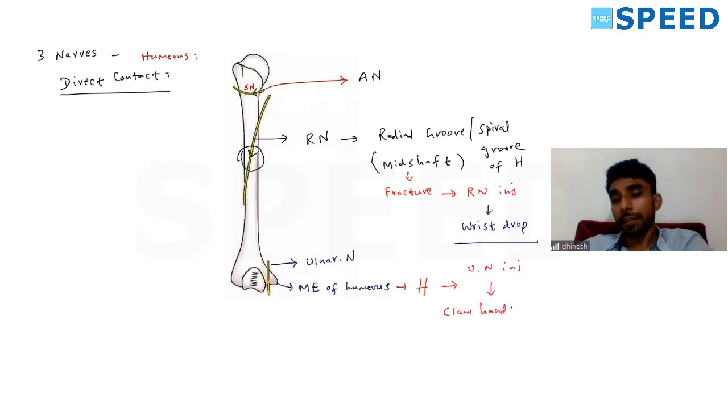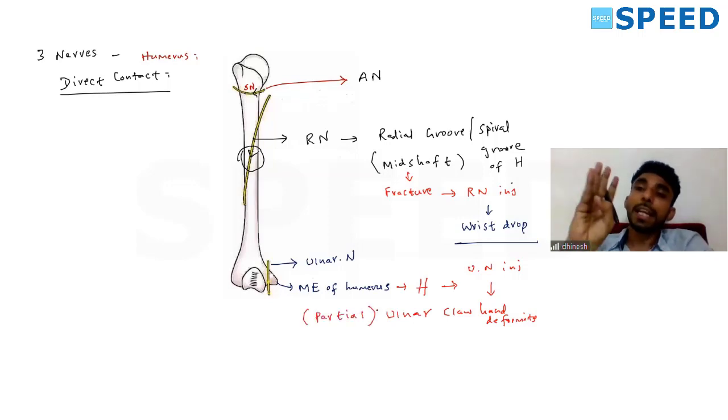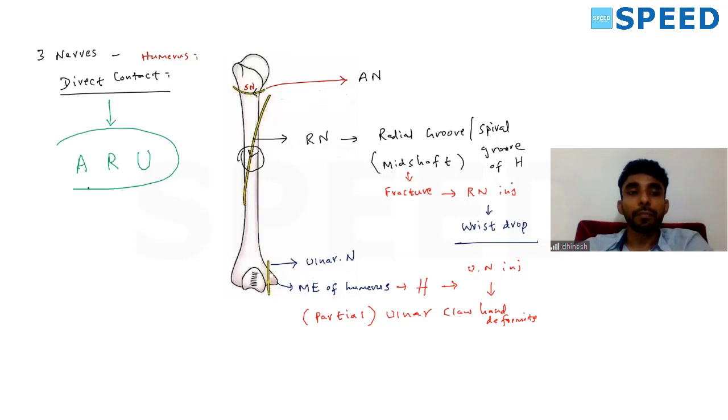Previously we have discussed this 2 or 3 days before in one particular session. Ulnar nerve injury will result in claw hand deformity. It is partial claw hand or ulnar claw hand deformity. Only the medial two fingers will undergo clawing. So please take care of the 3 nerves which are in direct contact with the humerus bone: axillary nerve, radial nerve, ulnar nerve, ARU. These are the 3 nerves which are in direct contact with the humerus bone.